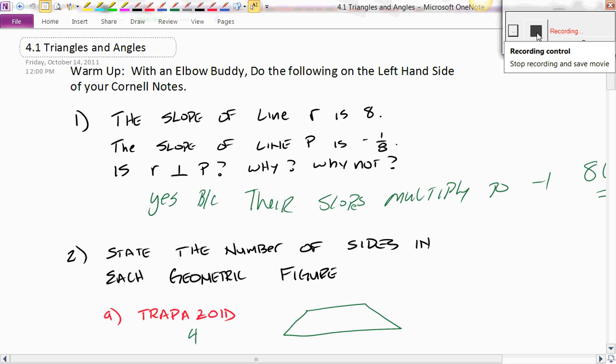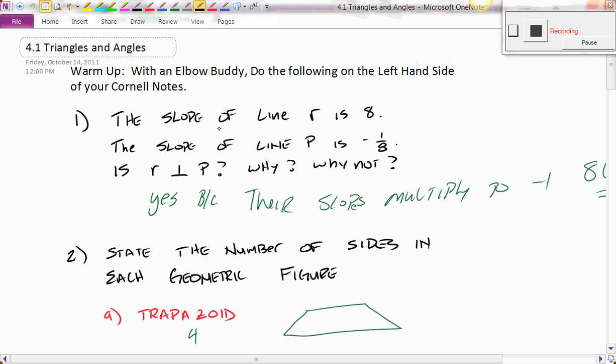Okay, so in geometry today we did section 4.1 and it's called triangles and angles, and we had a warm-up problem, and I said with an elbow buddy do the following on the left-hand side of your Cornell notes here.